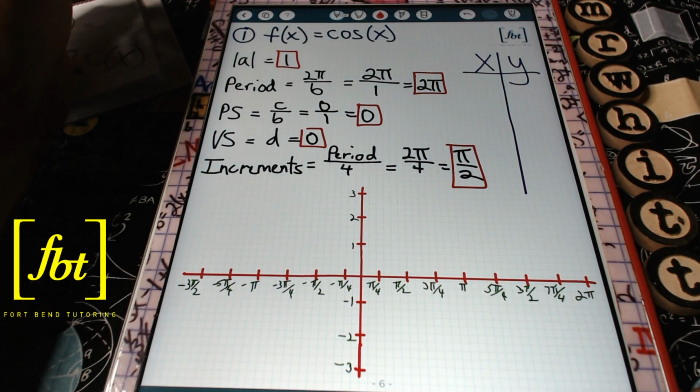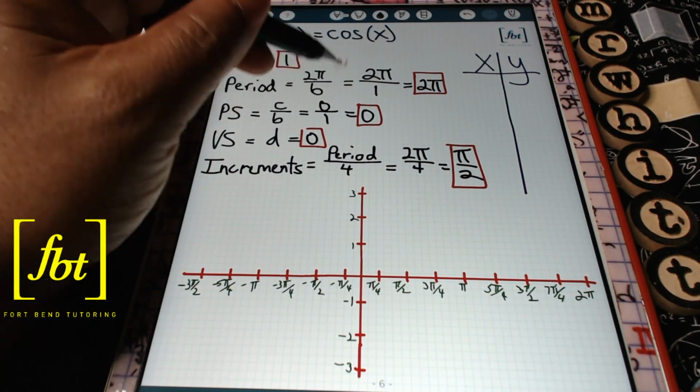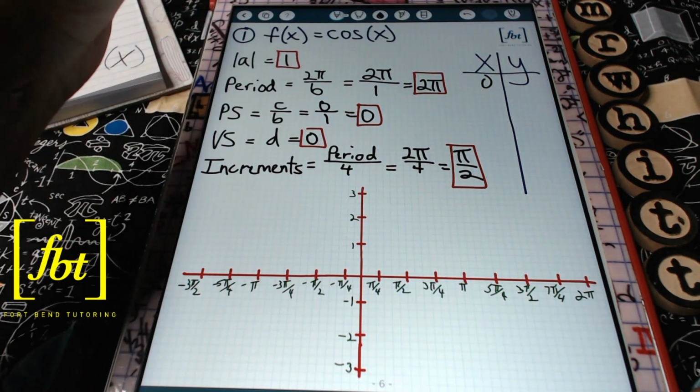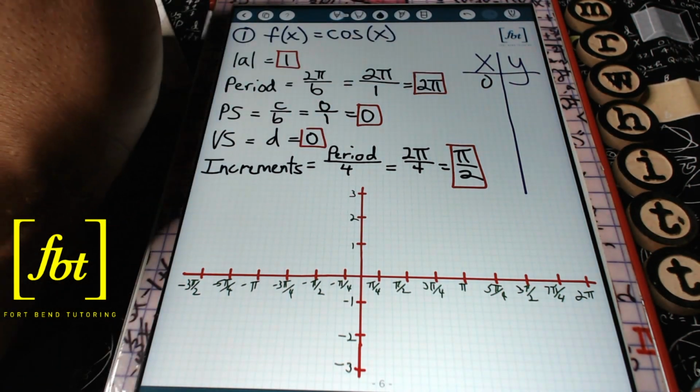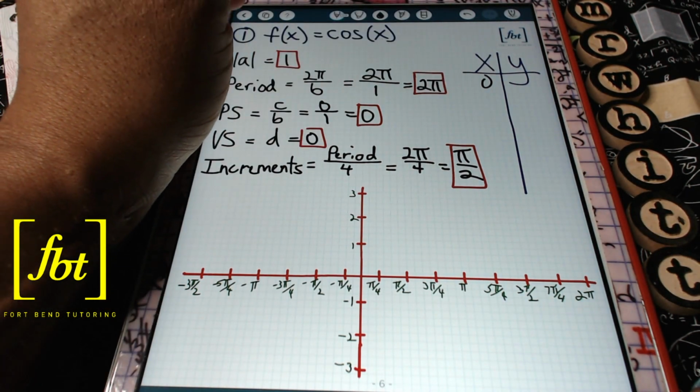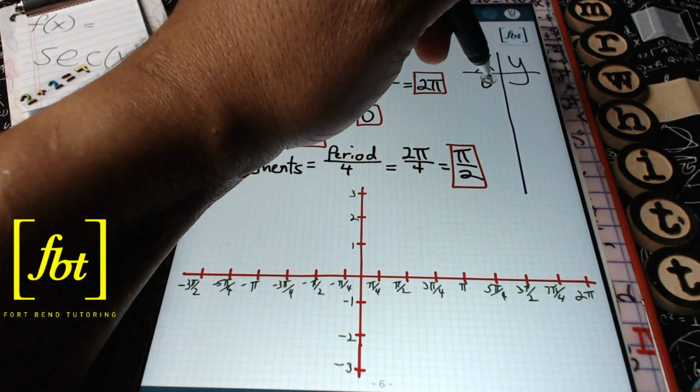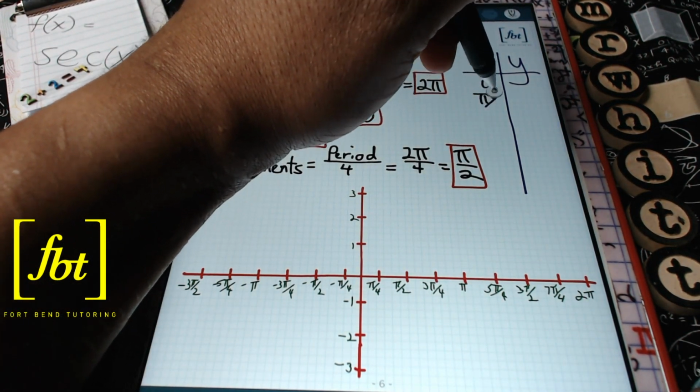Always start with the phase shift. And since our phase shift is 0, we're starting at 0. So I have a value of 0, and we keep adding our increments to this initial value. So 0 plus pi over 2 is pi over 2. So we got a value of pi over 2 right there.